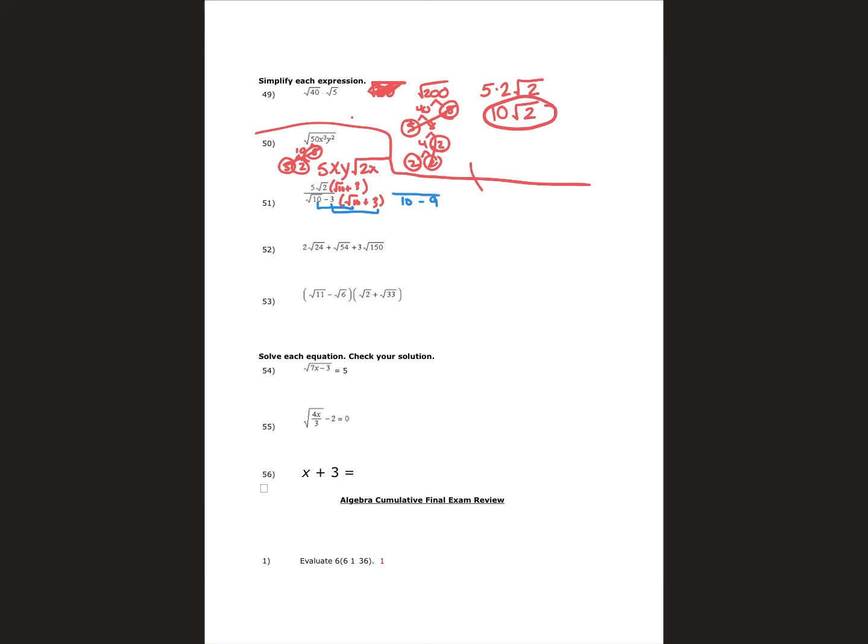Up top, when I do 5 radical 2 times radical 10, remember that the outside numbers multiply together, so 5, and then the inside numbers 2 and 10 multiply together for 20. And then 5 radical 2 times 3, outside numbers multiply, so 5 times 3 is 15, and then the inside numbers, so radical 2.